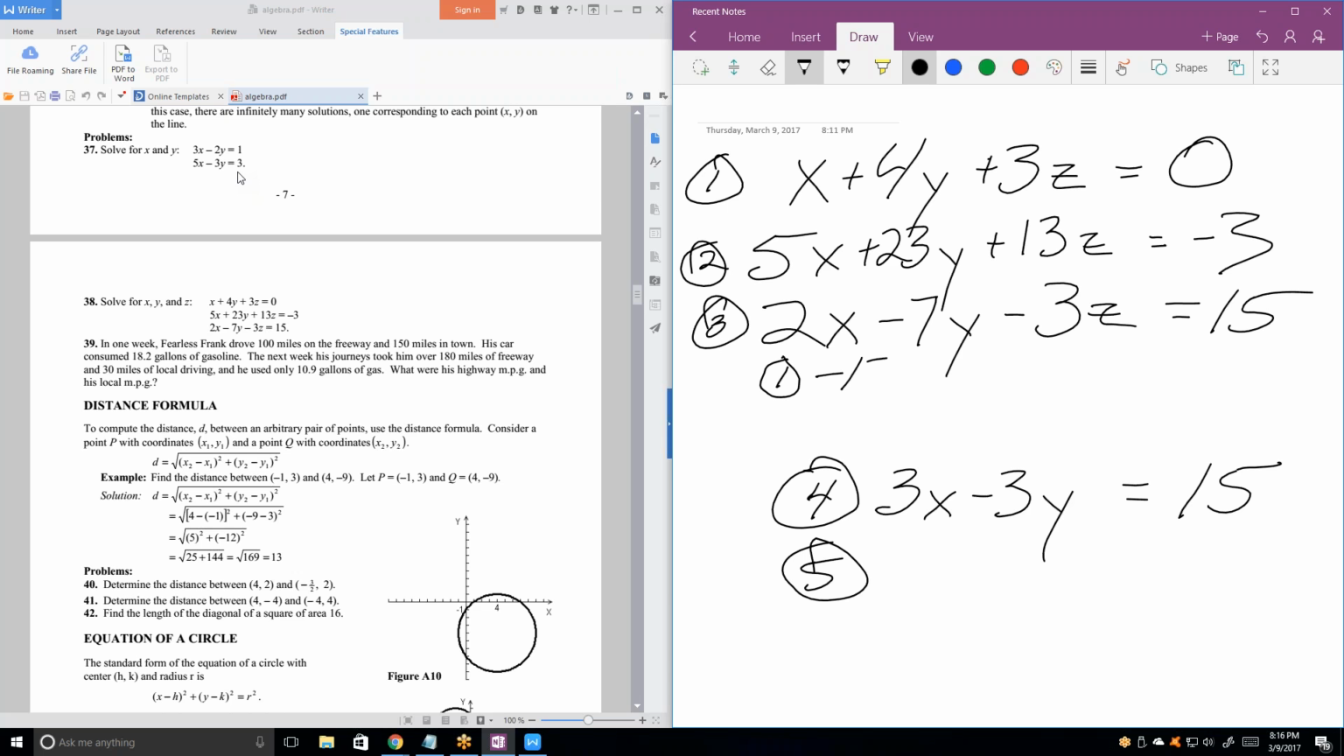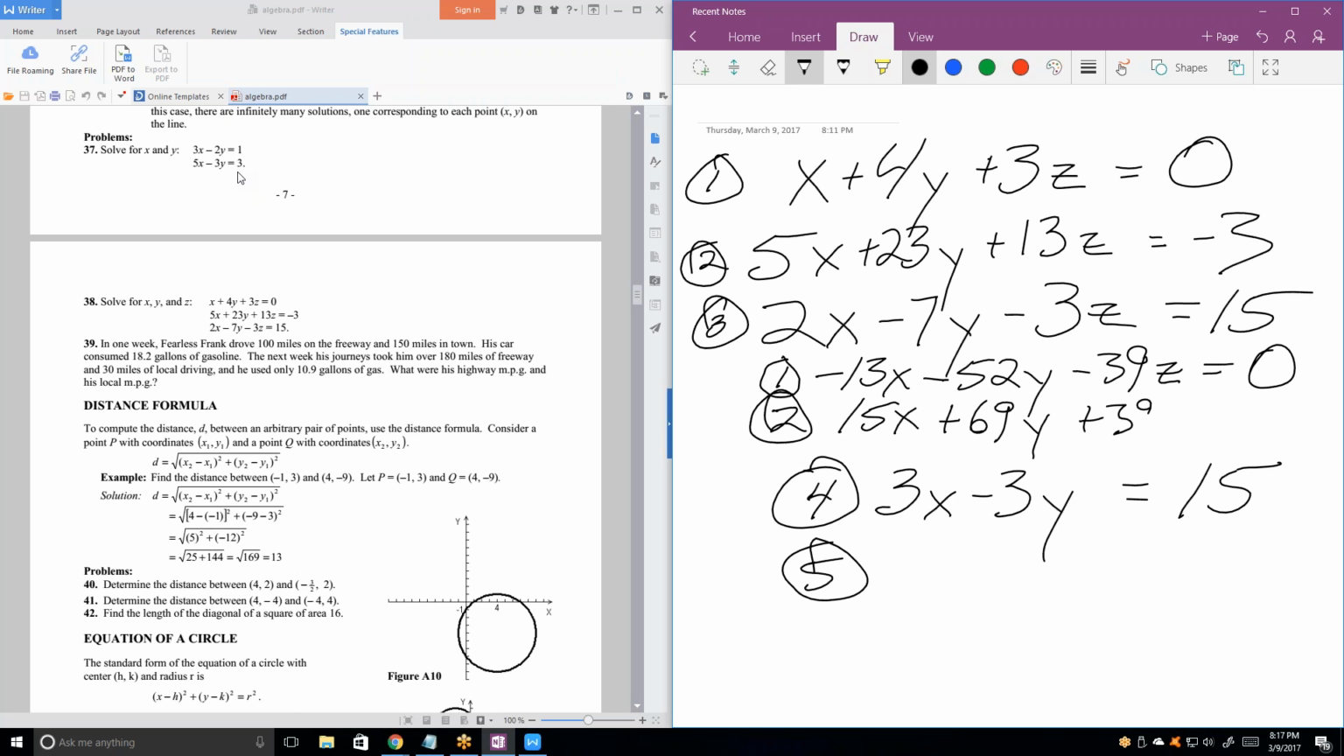So that gives me minus 13x minus 52y minus 39z equals 0. One of the reasons I chose equation 1 is because it had 0. I wouldn't have to multiply 0. In other words, 0 times anything is 0. Now, equation 2, I can multiply it by 3, both sides, and end up with a positive 39z. So 3 times 5x is 15x. 3 times 23y is plus 69y. That's plus 39z. And 3 times minus 3 is minus 9.